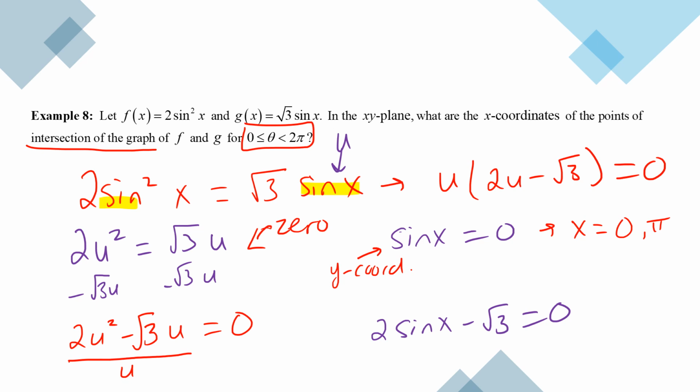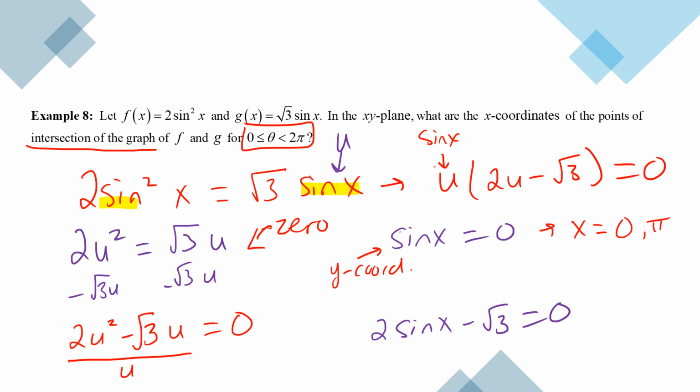How do you get from the top equation to sine x equals 0? So u, we resubstitute it. What does u represent? Sine x. So sine x equals 0 and 2u minus the square root of 3. Remember, once you have your factors, you can now put your u back in for the problem and you solve.